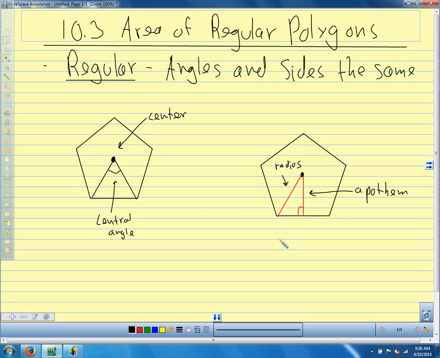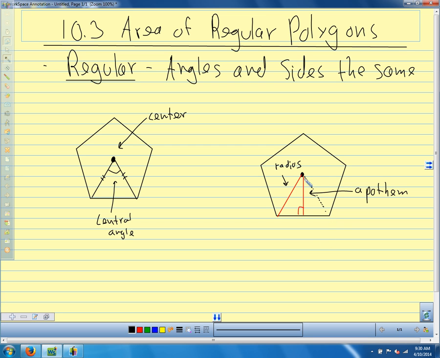Now, if we have a regular polygon, what do we know about each radius? What about their lengths? If this is a regular polygon, how does the length of this radius compare to the length of that radius? They're the same. So this would be an isosceles triangle. So if I drew in another radius here with dotted lines, this is an isosceles triangle.